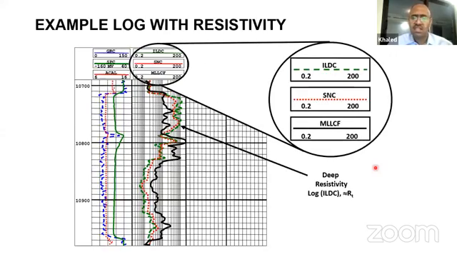And this is just an example where you see the deep resistivity, the shallow, and the micro resistivity tool reading. You can see that we always take the deep one as the most accurate for our calculation, and that's very high resistivity. It means we have oil.